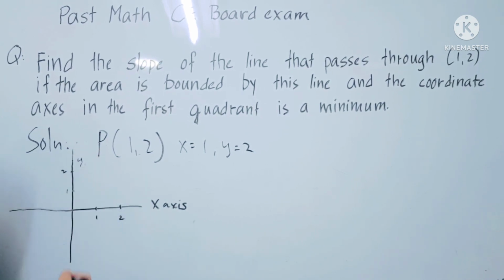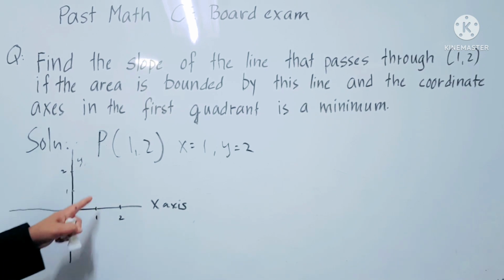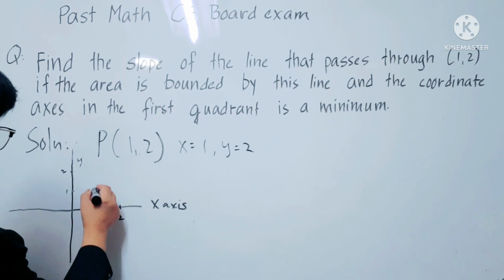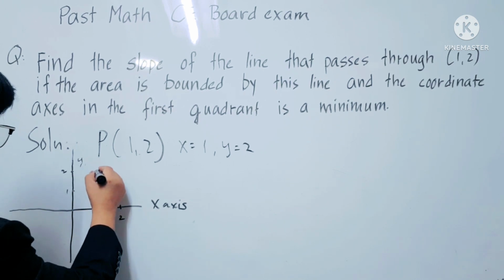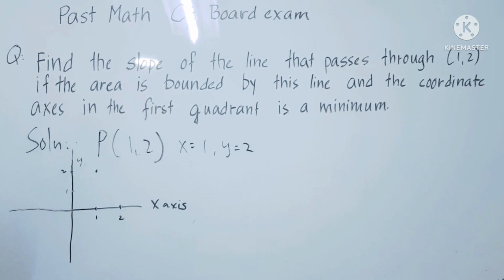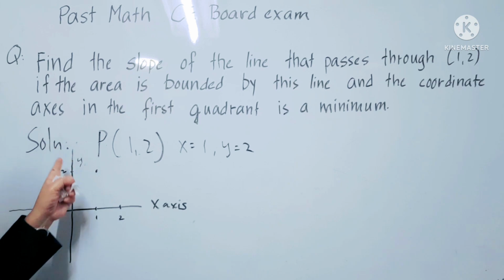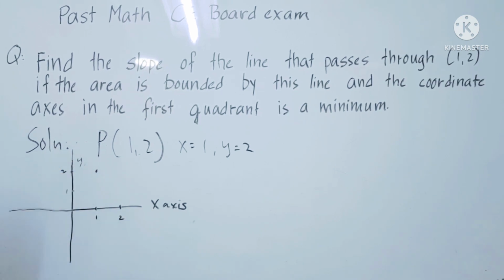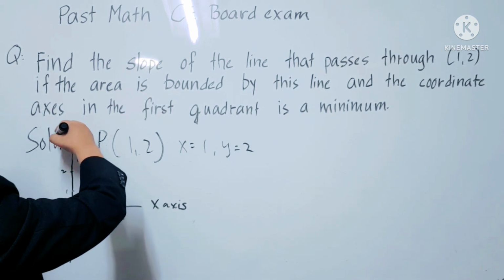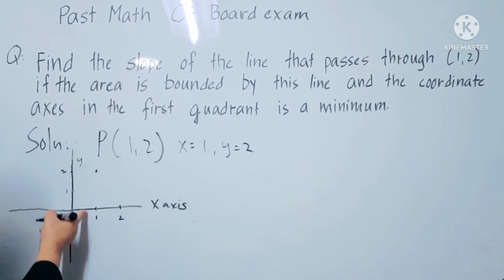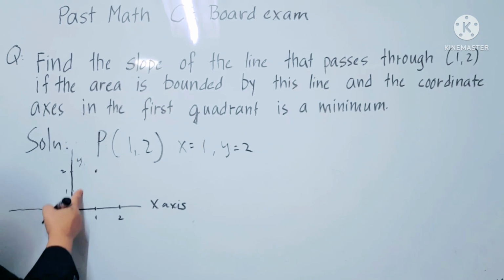Now, where is this one? 1 and 2. So this is 1 and this is 2. That means the point is on this side. So what does it say here? The area is bounded by the line and the x and y coordinate axes. That means if we do it like this, it cannot be. If we do it like this, it cannot be. So there is no other way except to pick like this. So that means it will be bounded by the x-axis and the y-axis, which is the area.